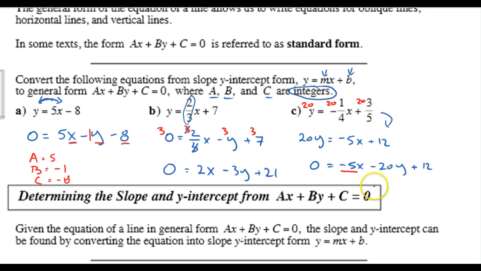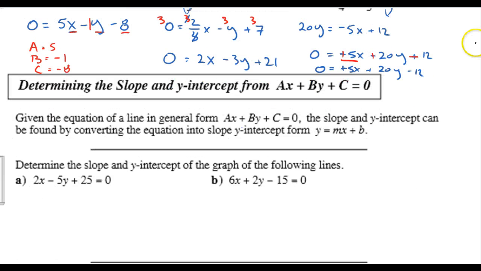Well, I can factor out a negative 1 from everything, which will make all the signs flip around. And then that's actually it. That's all you do. You can just flip all the signs around, because if I take out a negative 1 and divide both sides by negative 1, 0 divided by negative 1 is going to be 0. So it's going to be positive 5x plus 20y minus 12. All right, let's move on here.